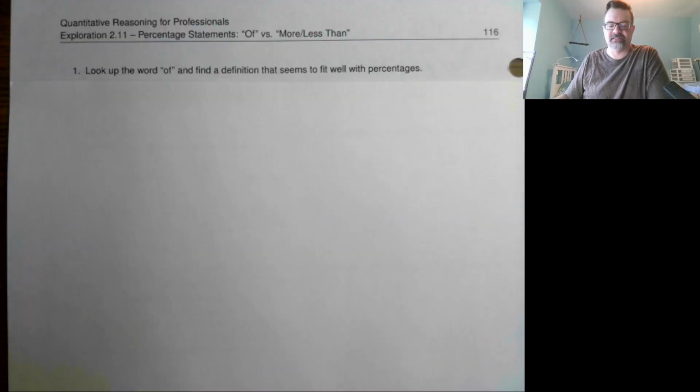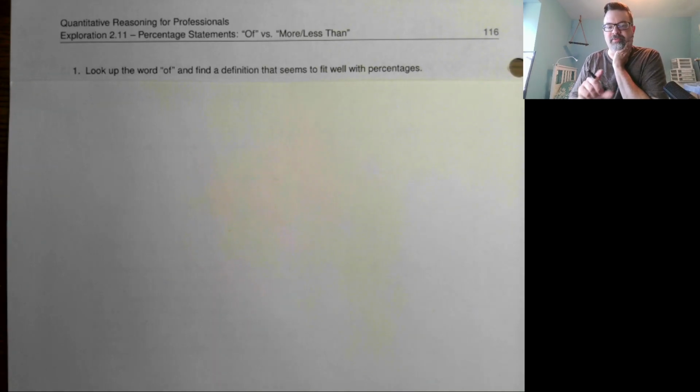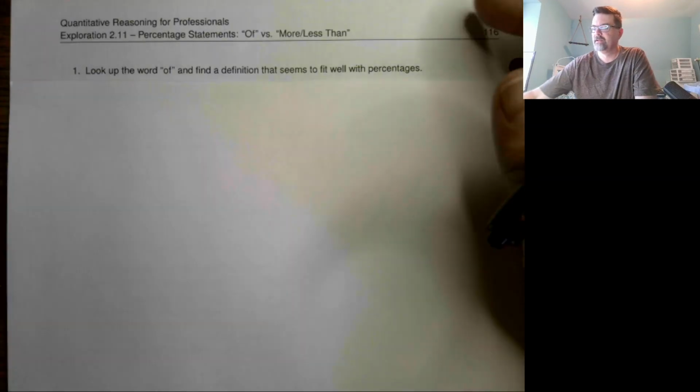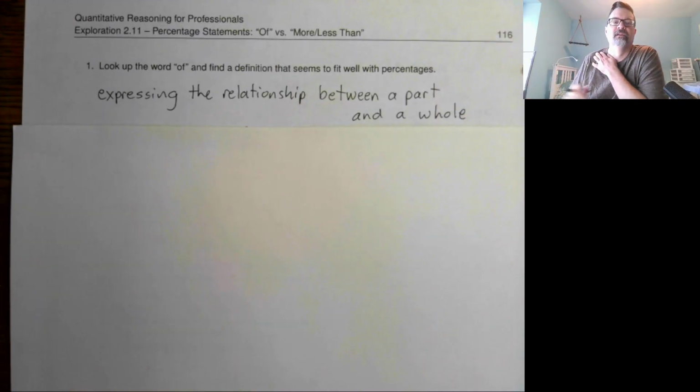All right. Now, if we flip over the page, the first thing we're going to do is just talk about what the word of means. I have it written down here. If you just Google definition of, you get a pretty short thing. If you go find some websites, you can find very long, complicated definitions for the word because we use it in a lot of different ways in English. This is definitely what we're trying to get at: the word of is expressing a relationship between a part and a whole. And that sounds like a percentage for sure.